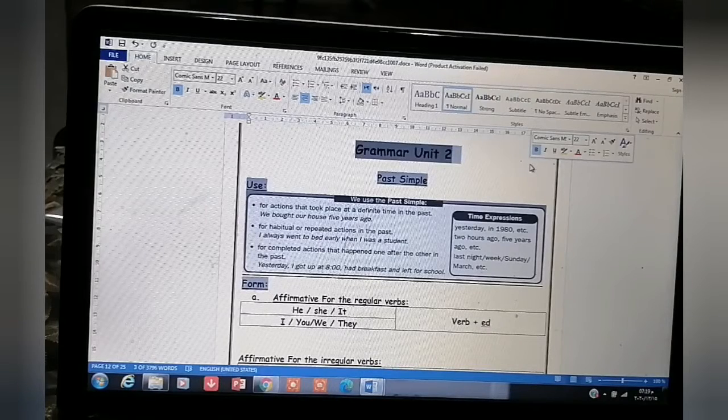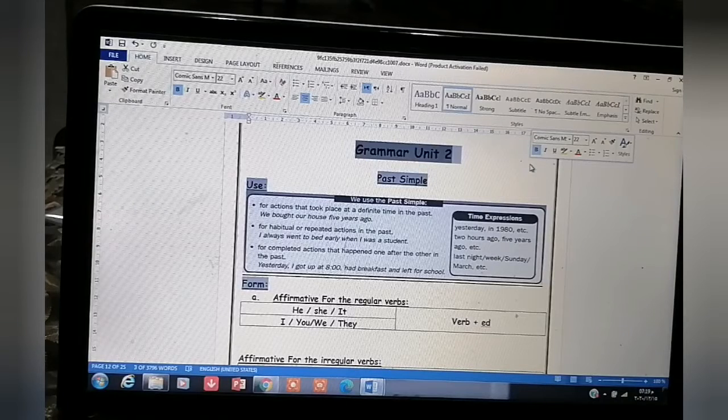Okay. Now look at the time expressions. Yesterday, when I give you the specific time, it means the simple past tense. Yesterday, in 1980, etc. 2 hours ago, 5 years ago, etc. Last night, last week, last Sunday, last March, etc. Okay? Now we're going to move to the form of it.